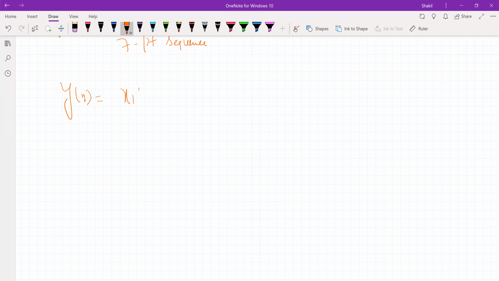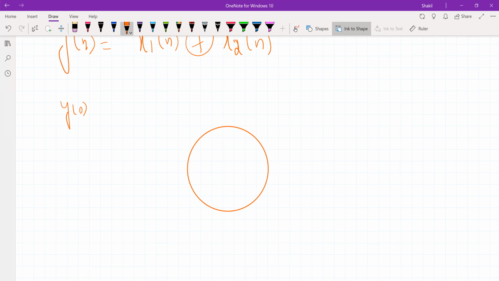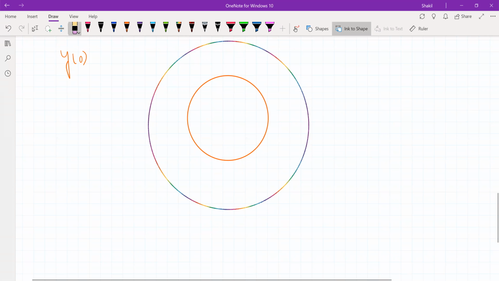Now what we are going to do, we are going to compute the 7-point circular convolution between these two. So what we'll do, we'll start with y of 0. How do we compute y of 0? We draw two concentric circles, right? Then we arrange the values. So 1, 2, 3, 4, 5, 6, and then we arrange the function. So this is 1, 2nd, 3rd, 4th, 5th, 6th, and 7th.